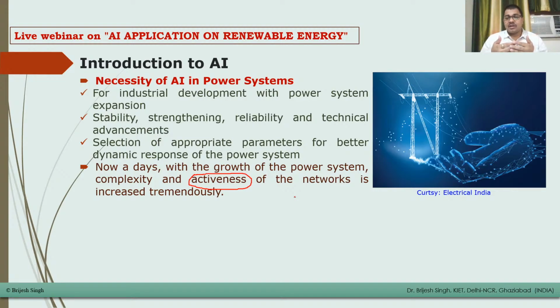Like solar, the solar PV system is completely dependent upon the availability of sun irradiance. Similarly, wind power plants are affected by wind velocity and other factors. So it means the network is now not a stationary one, it is a very active network, and at the same time demand is also active.